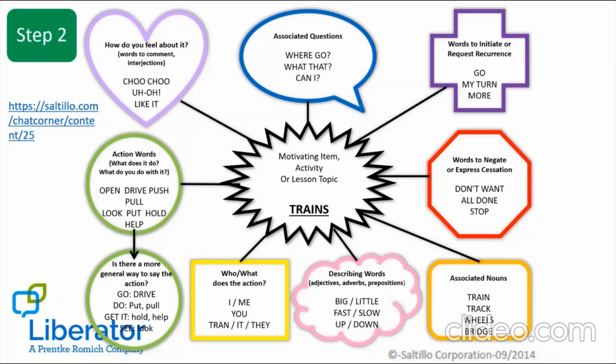The example that you can see here is for a client that loves to play with trains. So we've chosen some question words. We've chosen words that initiate or request recurrence, words that negate. We've got some nouns and some describing words. We've also got our action words like open, drive, push, pull, look, put, hold, help. But we can sometimes generalize these words into more general core words like go, do, get it, see.